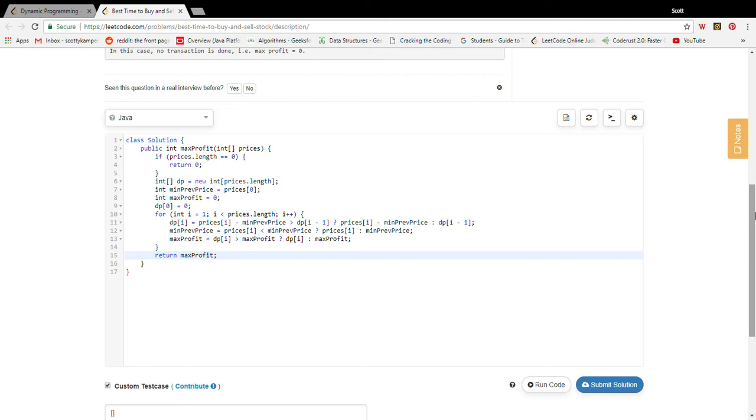So again, when you're faced with a dynamic programming problem, be sure to get that recurrence right. That's the big step. Once you have your recurrence right, it's just a matter of, am I going to tabulate the solution or am I going to memoize the solution? In this case, we tabulated it by using this DP array, and we built the solution from the bottom up.